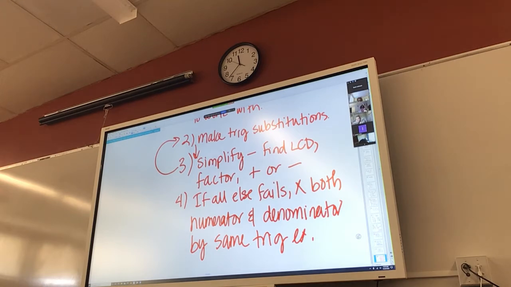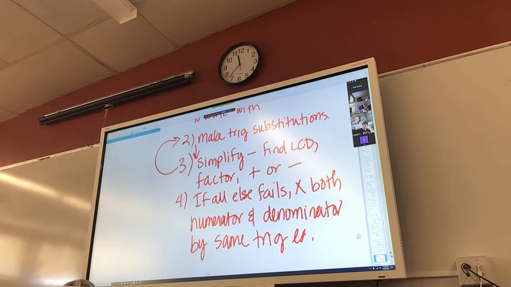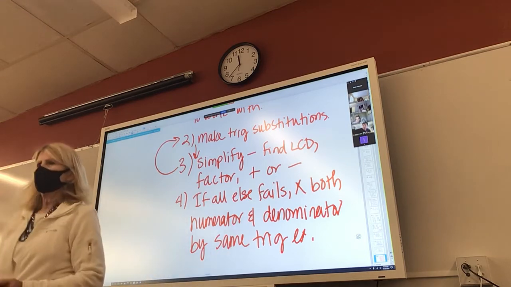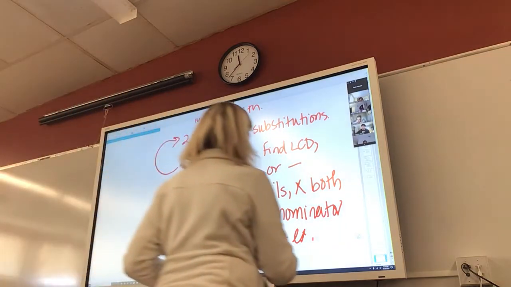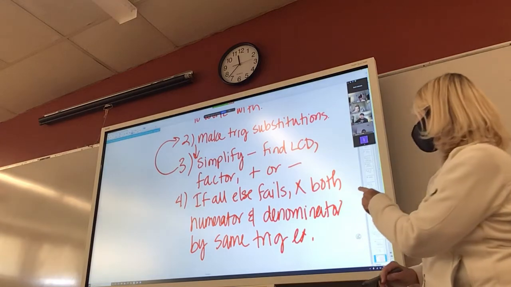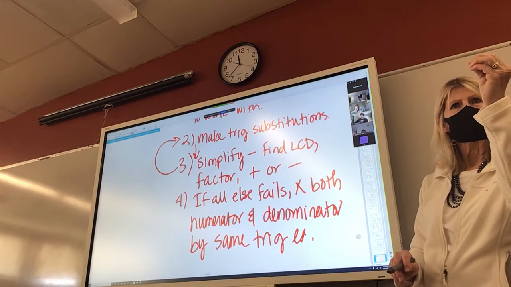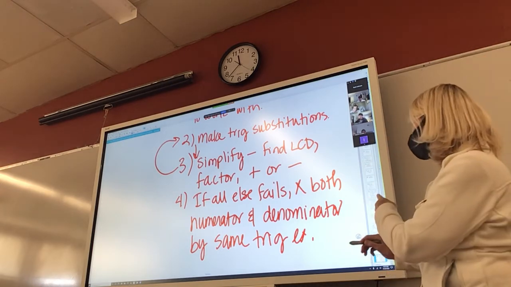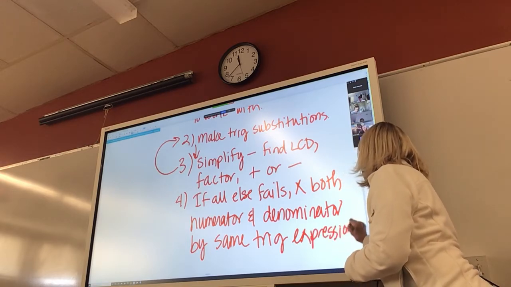Battery is critically low. If I plug it in. Okay, can I keep going? If all else fails, multiply by the same trig expression. Sorry, trig expression.